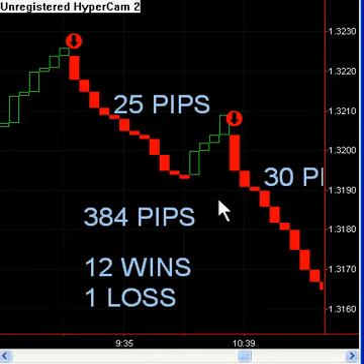That's off of an evening and a half worth of trading. This is the day session on Thursday, and then the evening session on Thursday night. 384 pips, 12 wins, 1 loss.